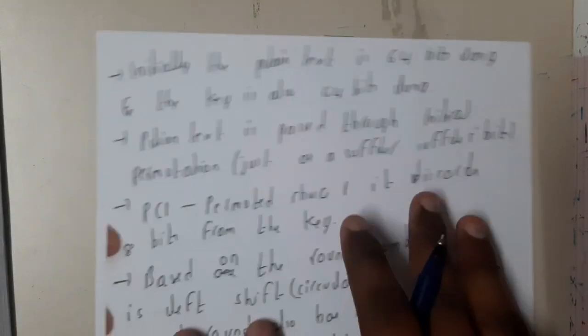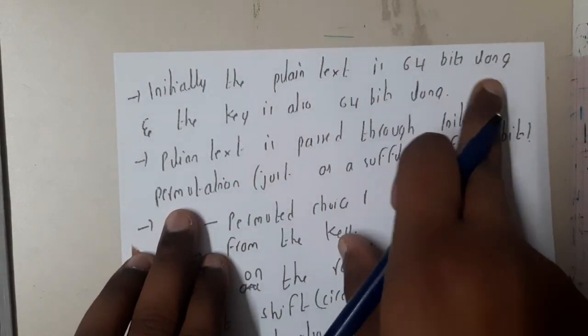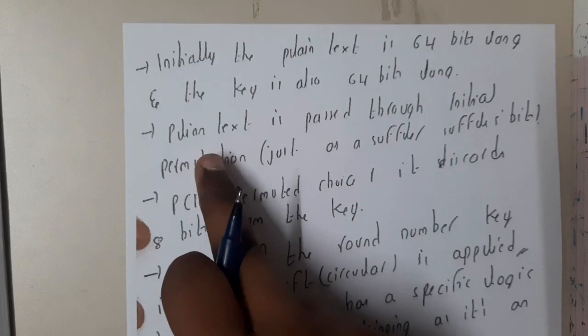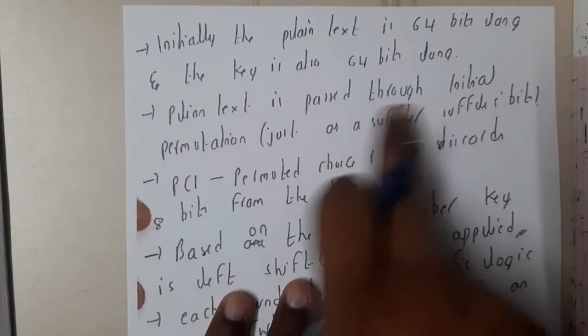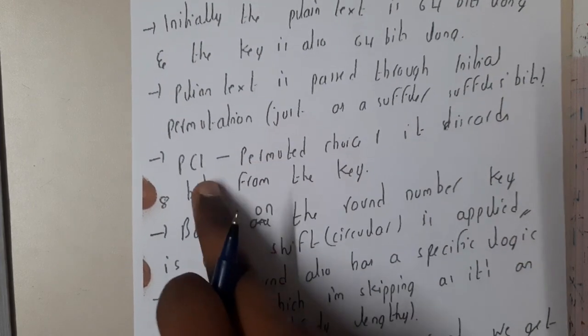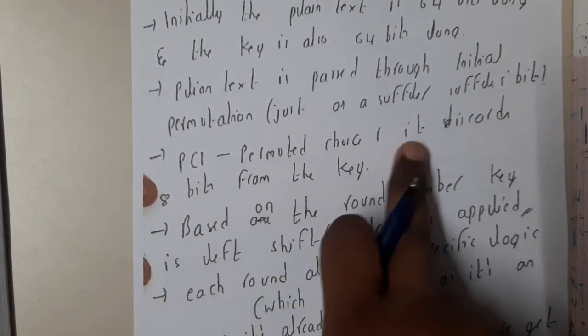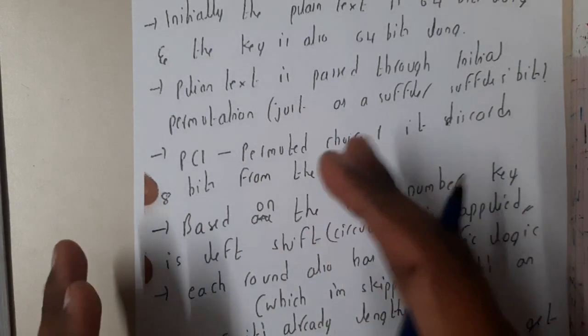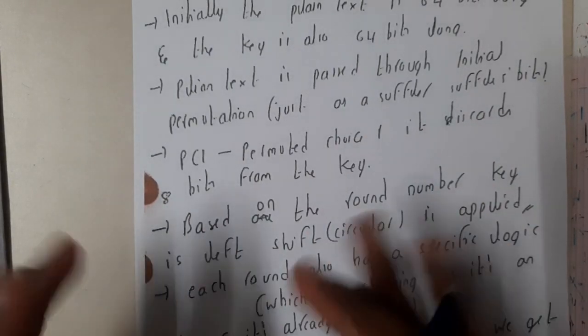Now let us go through the points. Initially the plain text is 64 bits in length. The key is also 64 bits in length. The plain text is passed through the initial permutation, which is just shuffling the bits. PC1, permuted choice 1, discards 8 bits from the key. There is no rule that the first 8 bits or the last 8 bits will be lost. The bits could be lost randomly.